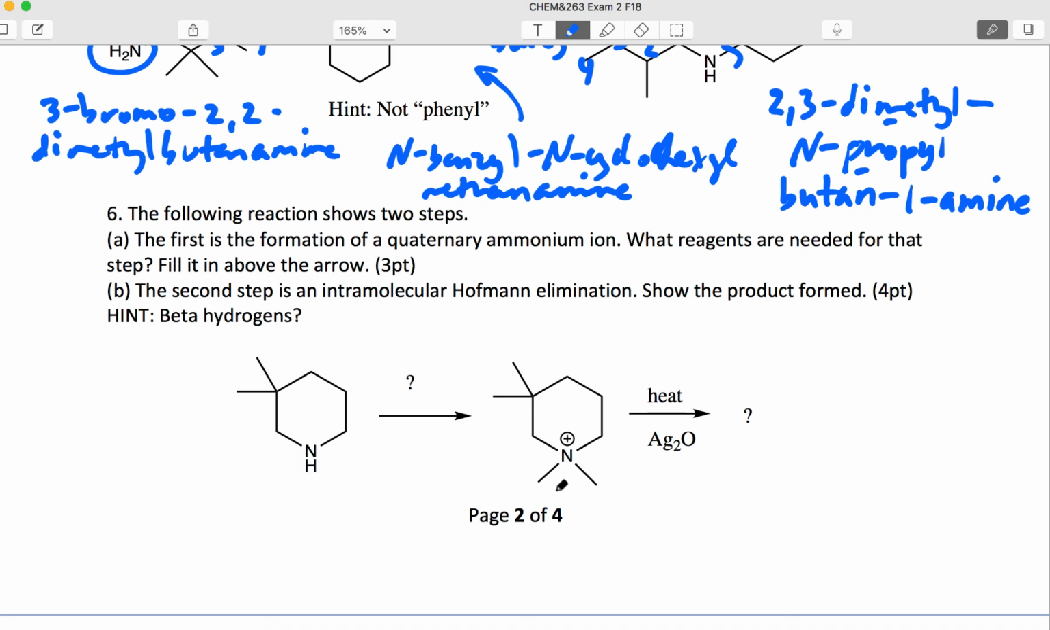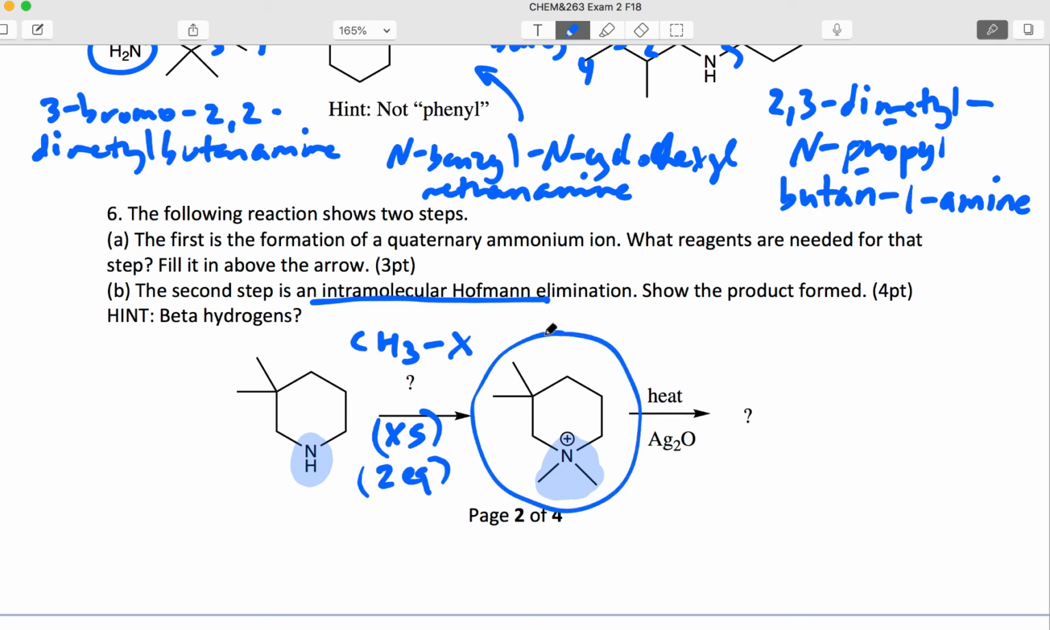So the first step here, I was hoping you would see that the only difference is the methylation of the nitrogens. So you need CH3 and some kind of halogen like iodine or bromine is fine. Now I also for 1 point wanted you to say excess because we need 2 equivalents, or you could say 2 equivalents, either way is fine. For the next step, this is an intramolecular Hofmann. That means within this molecule there's an elimination, and the hint was beta hydrogens.